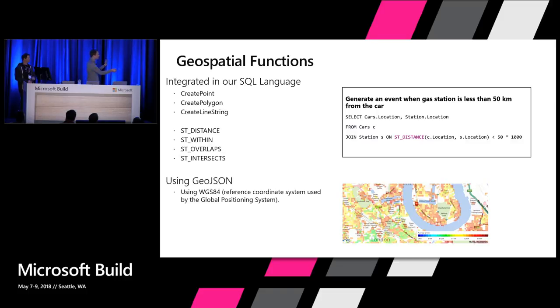And we're just using the standard for GPS, so WGS84. So it's very easy, GeoJSON, and any geospatial data can be used in Stream Analytics. So we'll talk a little more in the use case later.